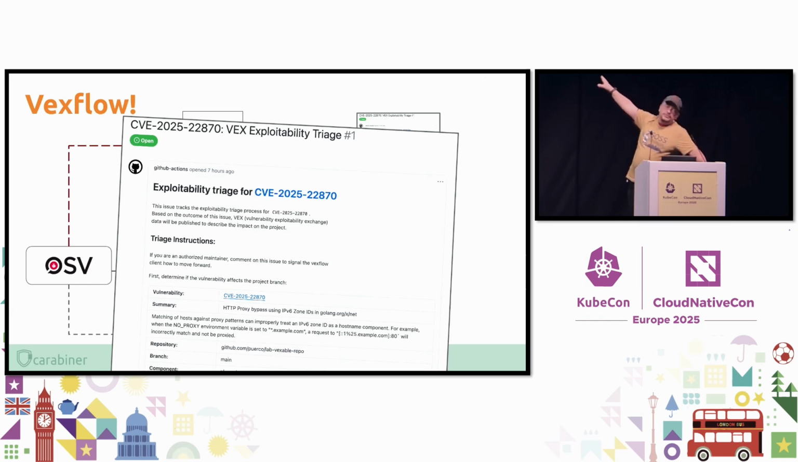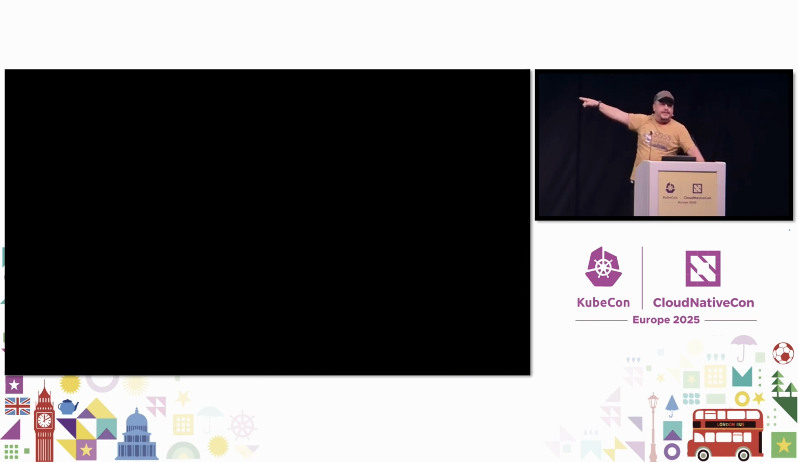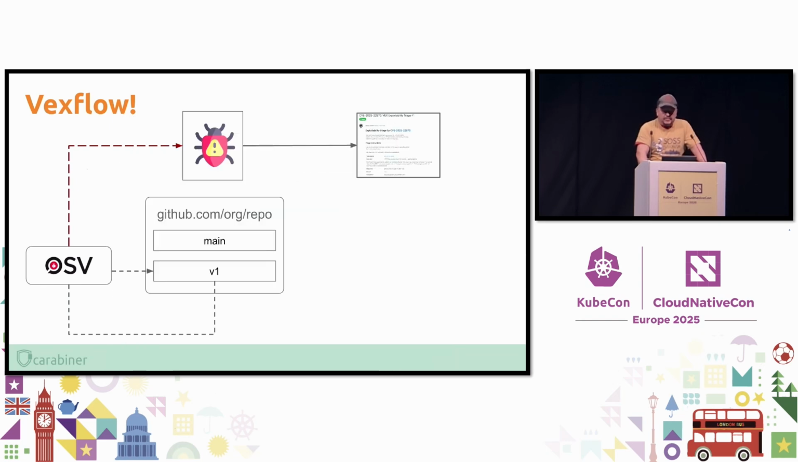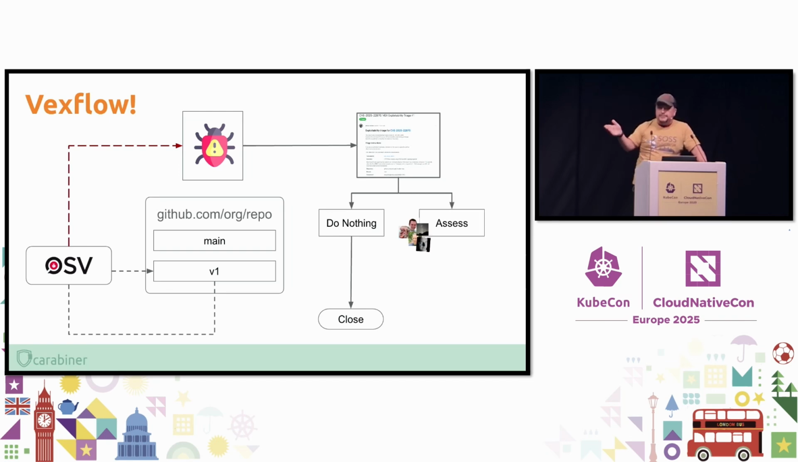These triage instructions contain information on how the maintainers can interact with it, so that they can either ignore the issue or issue a VEX statement. One possibility is that you just leave it there and don't do anything, and we're thinking maybe it'll just auto-close after a while. Or one of the maintainers can come in and do an assessment, and say, yes, this is affecting us, or not affecting us. That gets captured into a VEX statement.